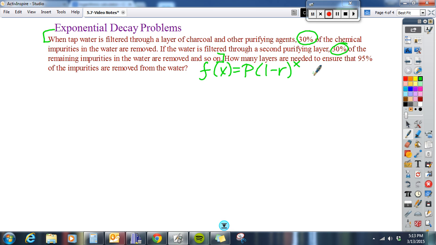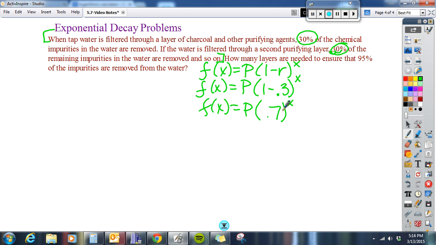Okay, and so to plug in here, I have f of x equals my initial value times 1 minus, our rate here is this 30% that it's decreasing by. And so this is that 0.3 when I move this decimal over. And so f of x equals p, 1 minus 0.3 is 0.7 to the x. Okay? Alright. So this 30 and 30, all that is describing that exponential decay.